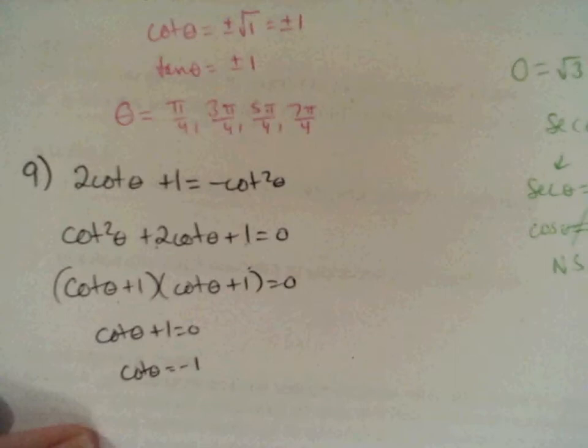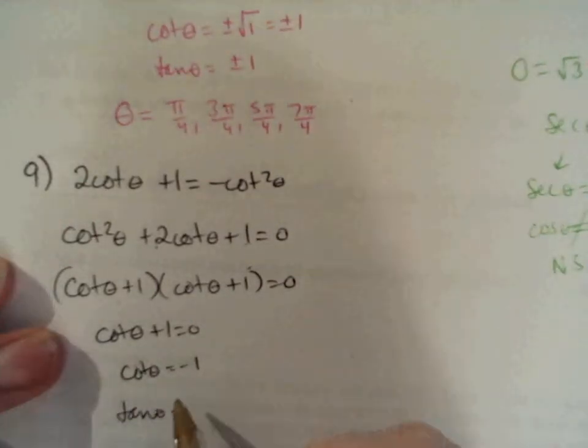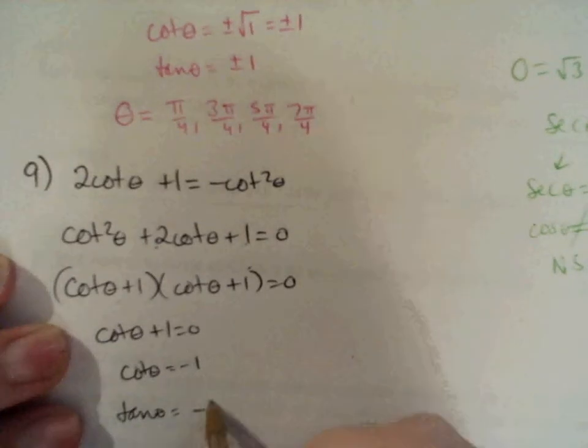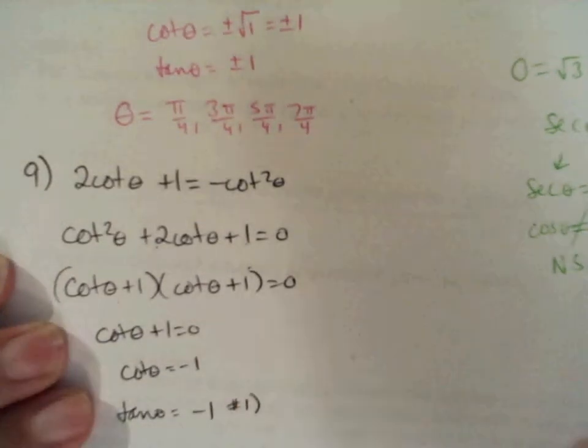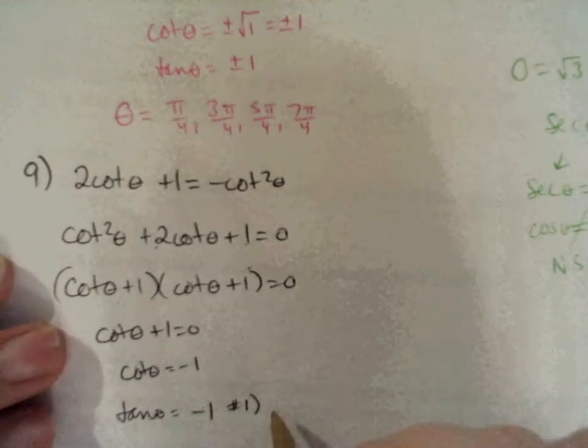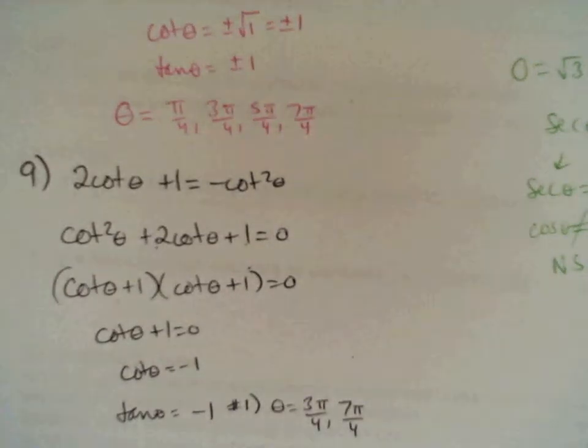And to be honest, cotangent equaling negative 1, the reciprocal of that is 1 divided by negative 1. That's still negative 1, and we already answered that question in number 1. So the solutions are the same, 3 pi over 4 and 7 pi over 4. Okay.